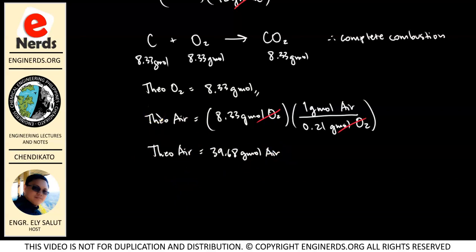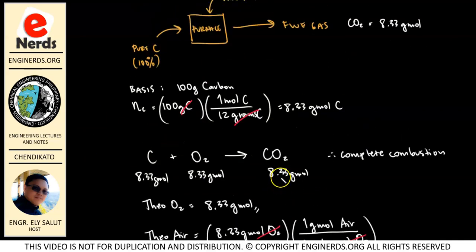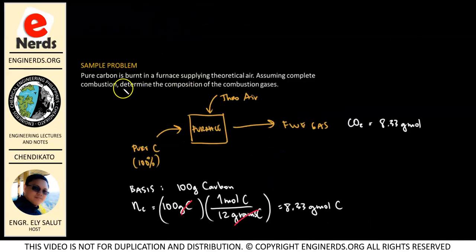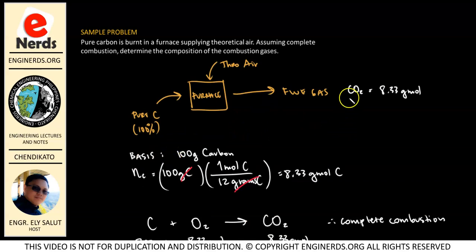But actually, this is not necessary dito sa ating problem, no? Pinakita ko lang sa inyo kung paano natin makukuha itong theoretical air. Because, ang kailangan lang naman natin makuha is to determine yung composition ng ating combustible gases. So, katulad ng sinabi ko kanina, ano ba yung ine-expect natin na magiging result or mga gases na lalabas dito sa ating flue gas? So, yung carbon natin will be completely burned. So, we will have CO2 here. Okay, hydrogen, wala tayong hydrogen, so we will not have water here.